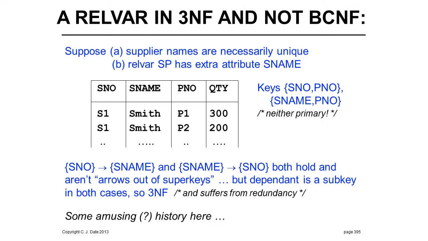How do we break this down to get rid of the redundancy? There's two ways. We can break it down into supplier number, part number, and quantity, our usual shipments Relvar, and then supplier number and name. Or we could break it down into supplier name, part number, and quantity, and supplier number and supplier name. There are two decompositions, which does illustrate the point, by the way, that the decomposition in the normalization process is not necessarily unique.